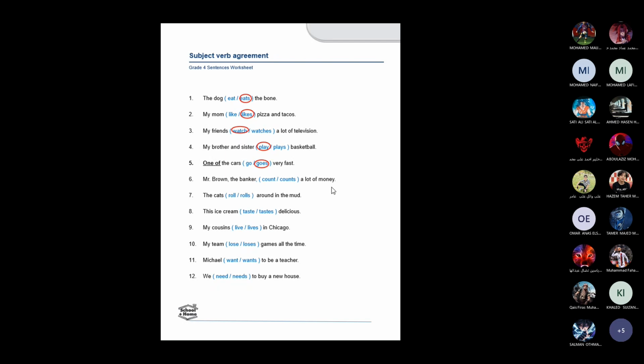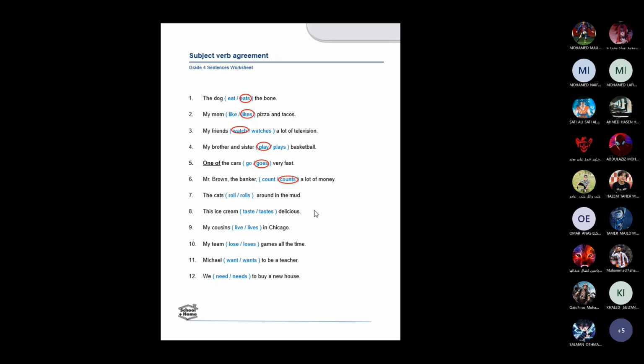Thanks. So here it will be counts, guys, because the subject of the sentence is Mr. Brown. So don't be confused when you get two commas and you get the banker. The banker here is an explanation of Mr. Brown. When I ask who is Mr. Brown, you say the banker. So don't get confused when you get two commas or something like this. This is a way of explanation. So forget it. Think only about Mr. Brown. Mr. Brown is singular, just a noun. So the verb to agree with the subject must be counts.